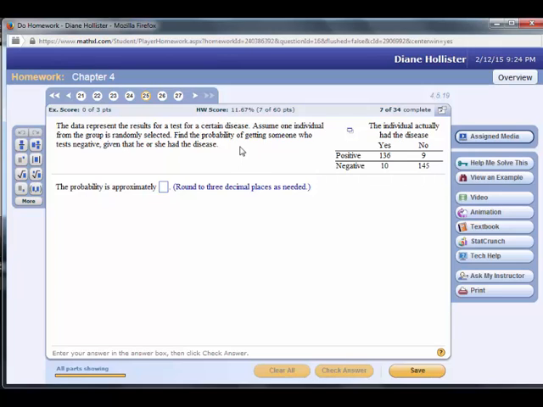This problem, however, asks us the probability of getting someone who tests negative given that they had the disease. That means we are only looking at the 146 people who had the disease. Out of that, what's the probability they test negative? 10 out of 146.